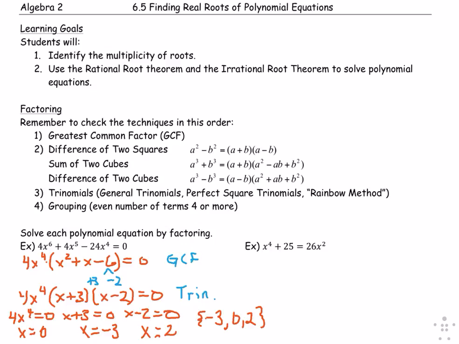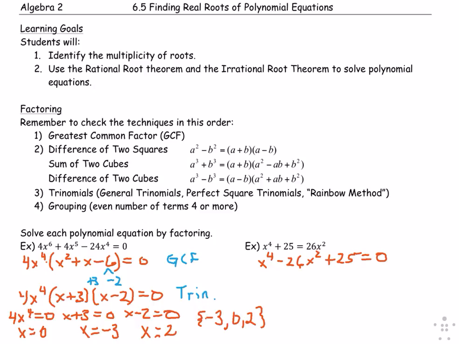Looking at the next example, there are a couple ways to do this. First, you want to set it equal to 0 in anticipation of this step, using the zero product property to separate out the factors to solve them. So I got x to the 4th minus 26x squared plus 25 is equal to 0. Now, it's a trinomial. It has 3 terms, but it's a higher order polynomial of degree 4.